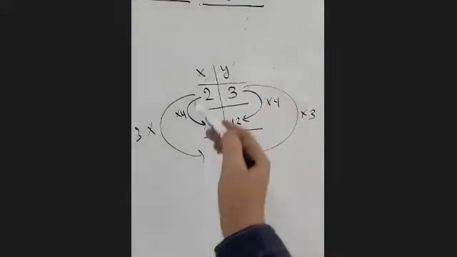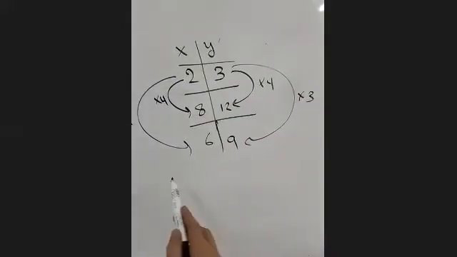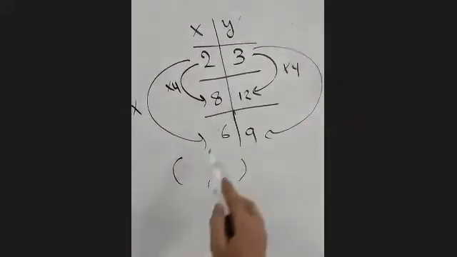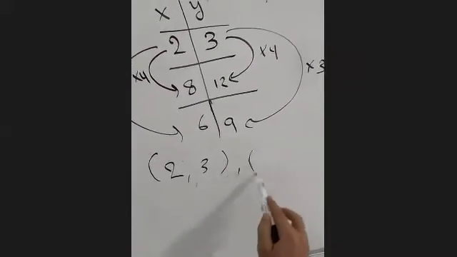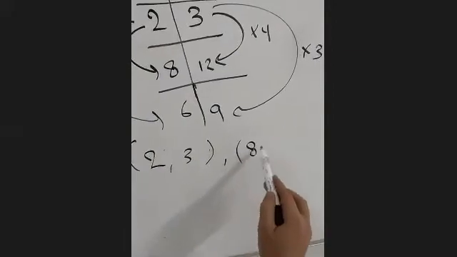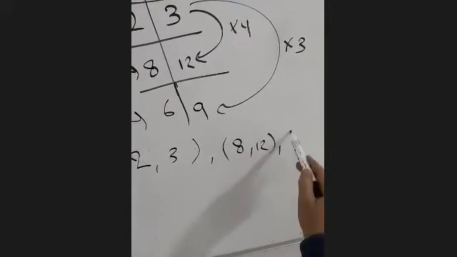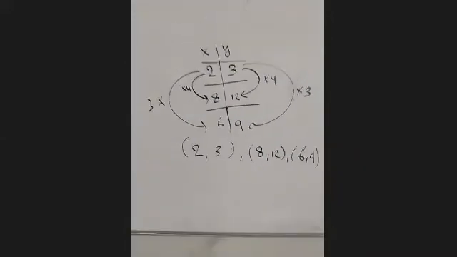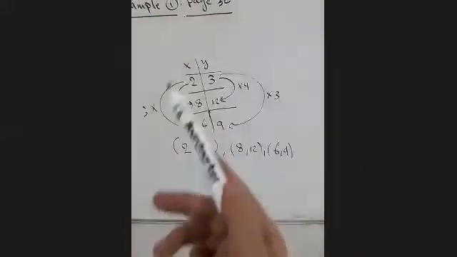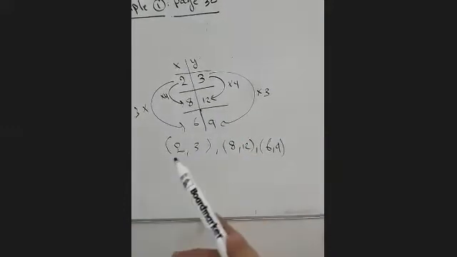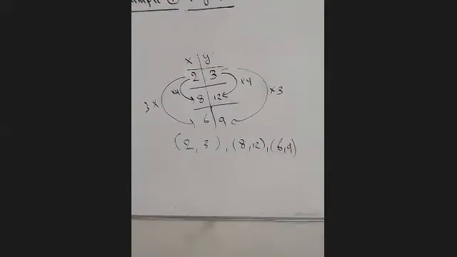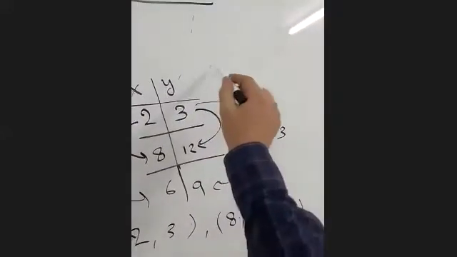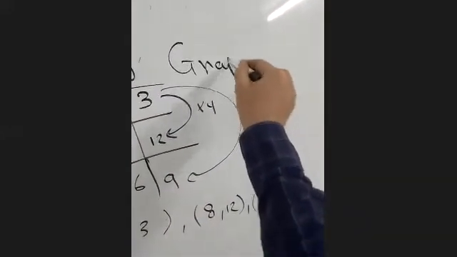So we have a table now. We can make what we called before ordered pairs, 2 with 3, and 8 with 12, and 6 with 9. We did that in the previous lesson. Just focus with me, guys. So we took these tables and these ordered pairs, and we made what, guys? We made a graph.